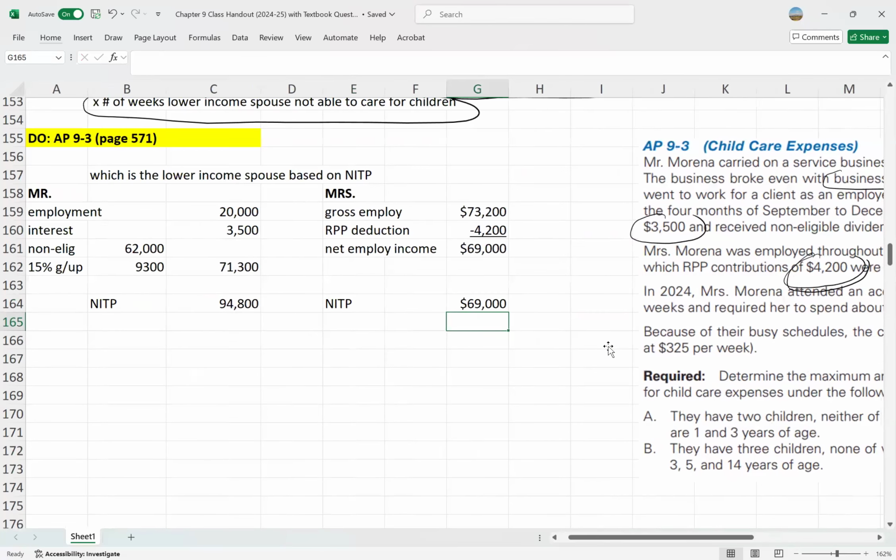And if we look at the two individuals, Mrs. Morena is the lower income spouse. So basically, she is the one that has to claim the childcare expenses unless one of those exceptions are met. So let's continue on with the question.